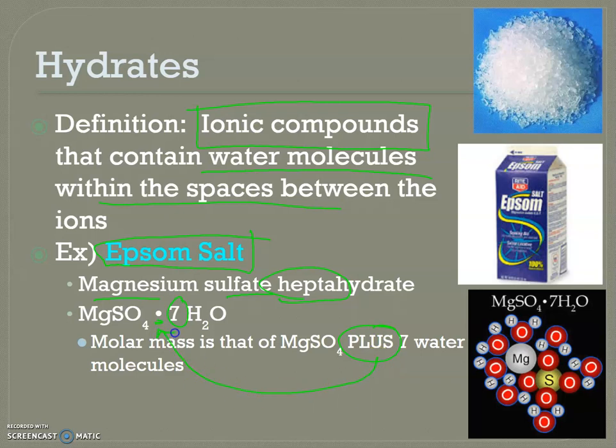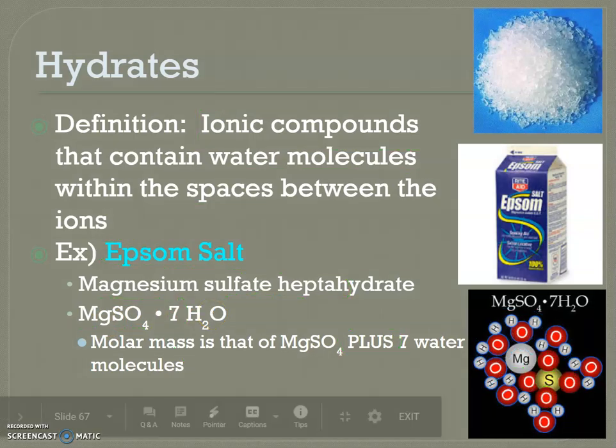That dot means plus. I know in math class it means multiplied by, but it's not multiplying by the mass of 7 waters. It means that you take the mass of Mg, S, and 4 O's, and you add the mass of 7 water molecules. All right, so if you take a look at this, here's your Mg. Here's your SO4, okay? And then we have 7 water molecules that are proportionally attached to it. 1, 2, 3, 4, 5, 6, 7. So if there is a 1 to 7 ratio, I need to account for that.